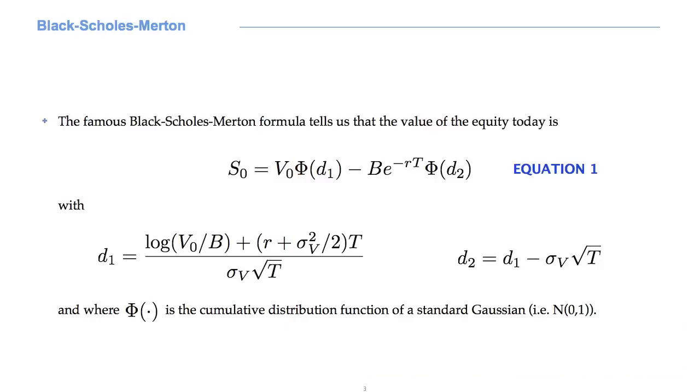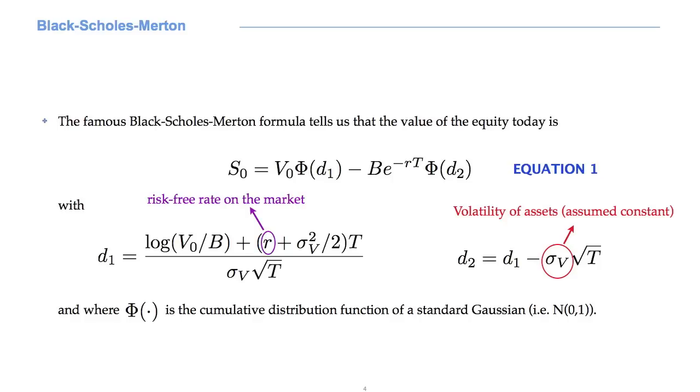According to Black-Scholes-Merton, the value of equity today is equal to V0 times the cumulative distribution function of a standard Gaussian computed in d1, minus the actual value of capital B times, again, the cumulative distribution function of a standard Gaussian computed in d2. This is equation 1. d1 and d2 are explicitly given in the slides.